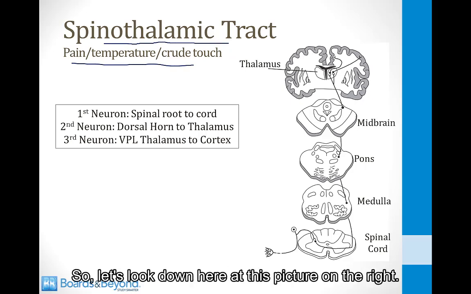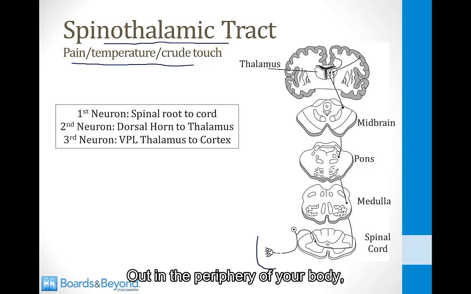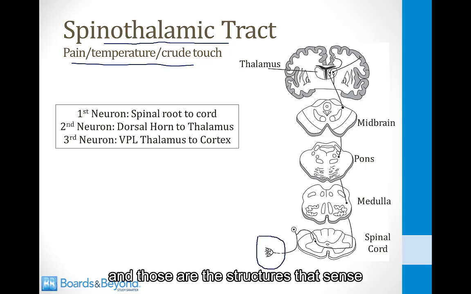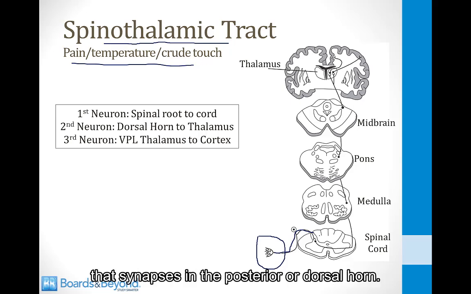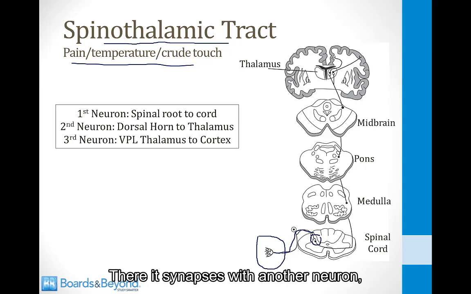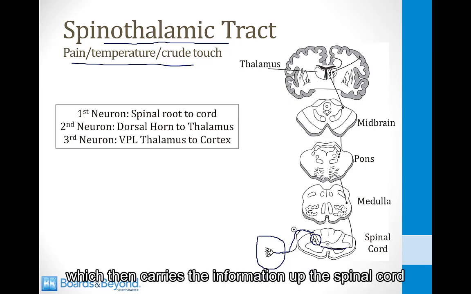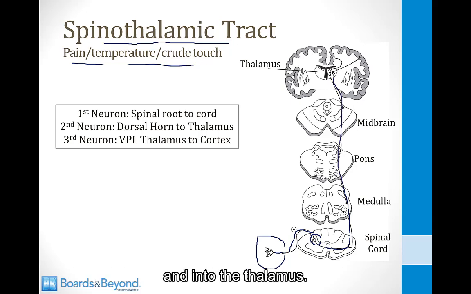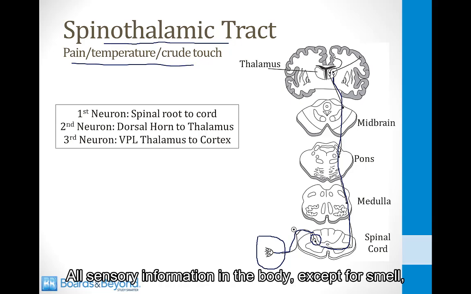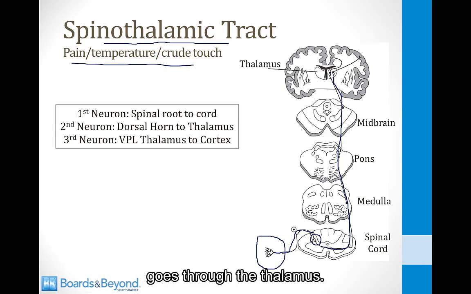So let's look down here at this picture on the right. Out in the periphery of your body, there are free nerve endings, and those are the structures that sense pain and temperature. They create electrical signals that travel into the spinal cord through a neuron that synapses in the posterior or dorsal horn. There it synapses with another neuron, which then carries the information up the spinal cord, through the medulla, through the pons and midbrain, and into the thalamus. All sensory information in the body, except for smell, goes through the thalamus.